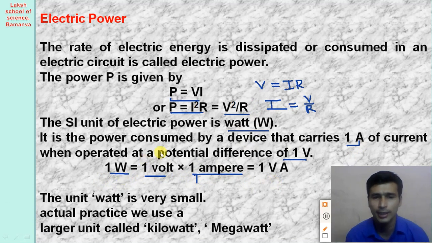So the electric power, what is 1 watt? 1 watt of electric power is the electric power consumed by an electric circuit that carries 1 ampere of electric current when we apply a potential difference of 1 volt. Watt is a very small unit of electric power.